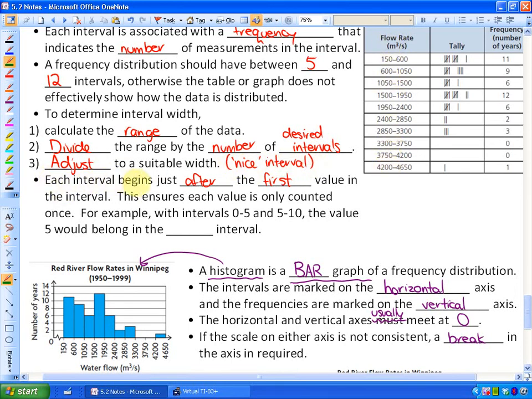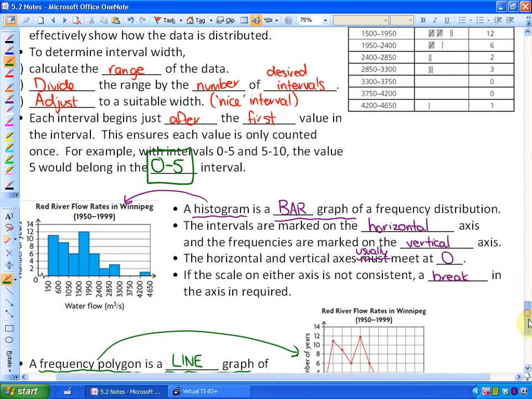Each interval begins just after the first value in the interval. This ensures each value is only counted once. This hasn't been looked at before, but here's an example. So for example, if you had intervals of 0 to 5 and 5 to 10, the value of 5 would belong in the lower interval because they start right after the number. So from 5 to 10, that technically starts at like 5.1. So this would belong in the 0 to 5 interval.